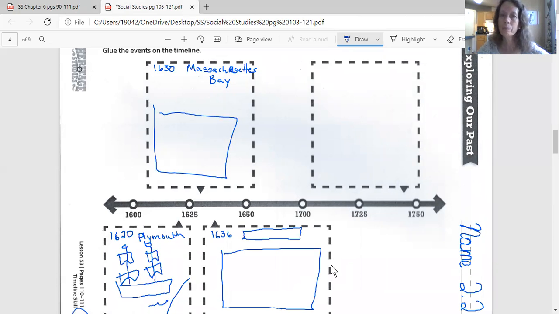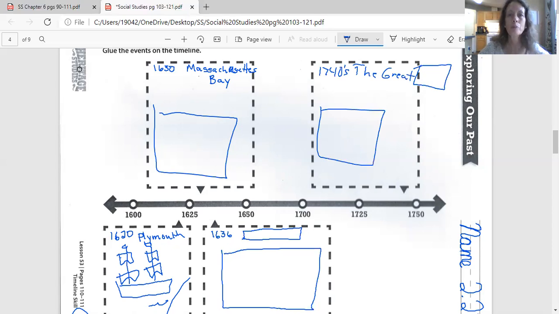And you need to draw your picture in here. Okay? And now we'll go with the last one, which happened clear over in the 1740s. So we can put in the 1740s, we had the Great what? You fill it in, you give me the picture. Okay? Rewind this video as much as you like and use the information in the text to help you do your work.